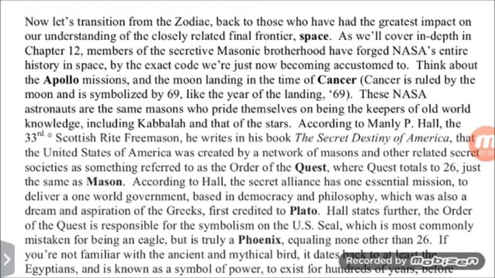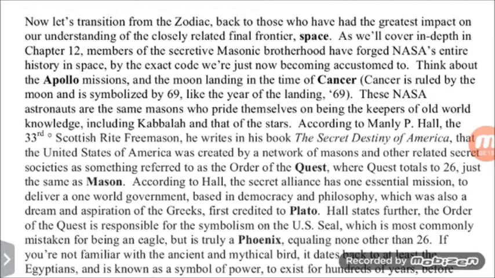According to Manly P. Hall, the 33rd degree Scottish Rite Freemason, he writes in his book, The Secret Destiny of America, that the United States of America was created by a network of Masons and other related secret societies as something referred to as the Order of the Quest, where quest totals to 26, just the same as Mason. According to Hall, the Secret Alliance has one essential mission: to deliver a one-world government based in democracy and philosophy, which was also a dream and aspiration of the Greeks, first created by Plato.